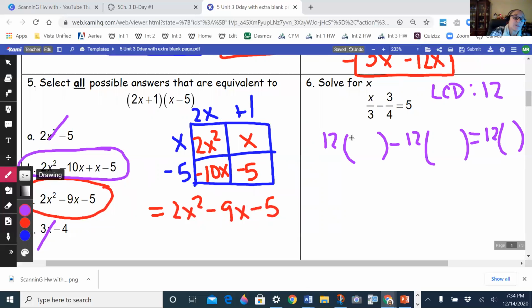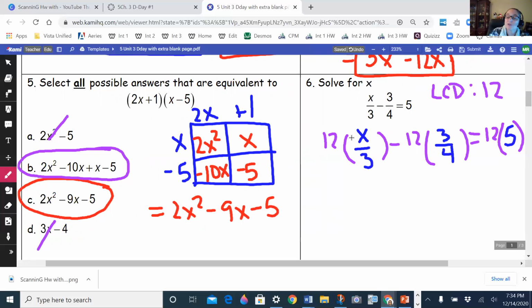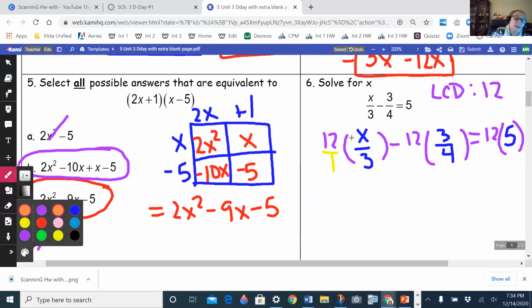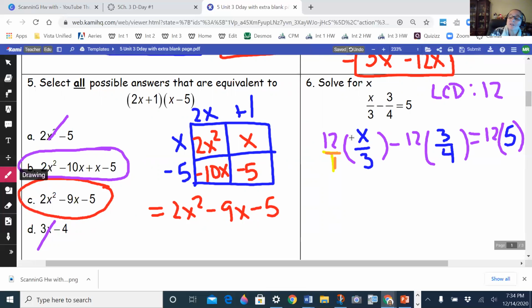Okay, so we had x over 3 times 12 minus, and then we had our 12 times our 3/4 equals, and then we had our 12 times our 5. Now, when we multiply by the 12, it is really over 1. Let me put it in a different color. It is really over 1, over 1, over 1. That is really what happens when I take a fraction times a whole number.